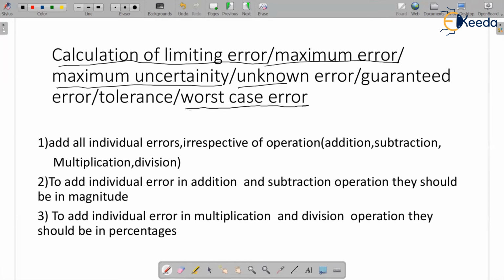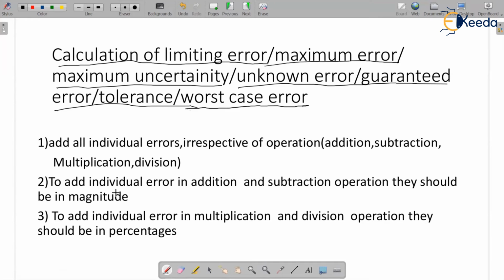Then unknown error, I can name it as a guaranteed error also. Tolerance, worst case error, which they asked in GATE 17, are all names of limiting error only. So what? Add all individual errors irrespective of the operation: addition, subtraction, multiplication and division.